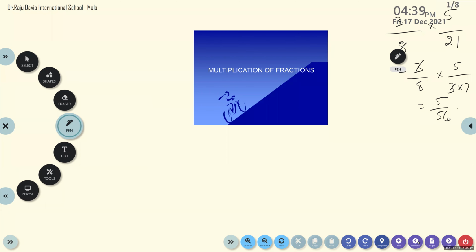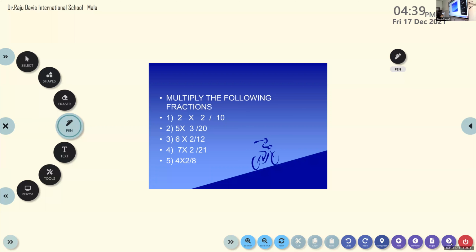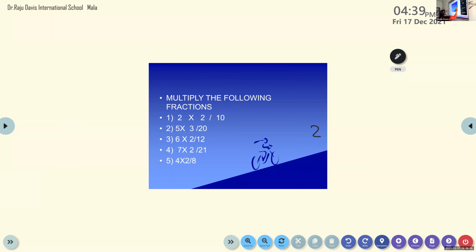Okay, ma'am. Multiply the following fractions. First question, you copy it. If you want to do it, you will do it by yourself. Afterwards, I will discuss it. This is a whole number with a fraction. So 2 by 1 into 2 by 10, you should do it.